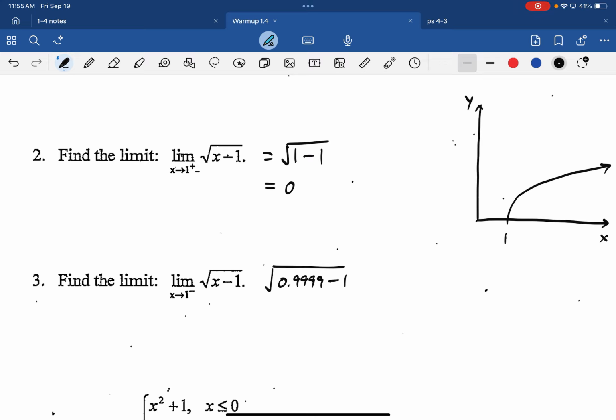So we're going to have maybe like 0.9999 minus 1. But this is actually not allowed, because this is the square root of a negative number. And so that's not okay. So this limit from the left side actually does not exist. This would be a DNE. Okay? Any questions? So that's an example of where a limit might fail on one side but be fine on the other side.